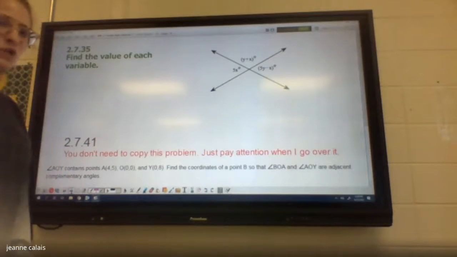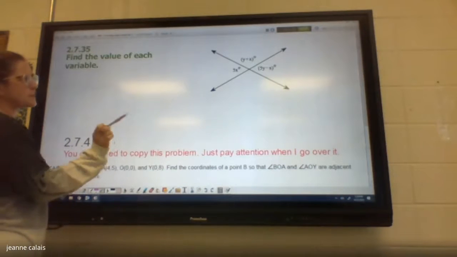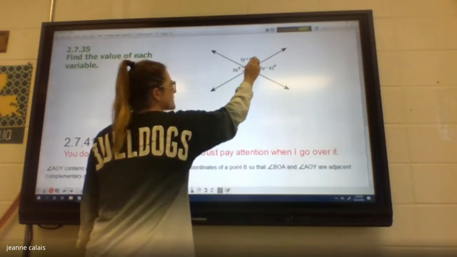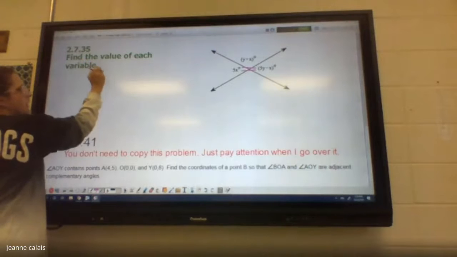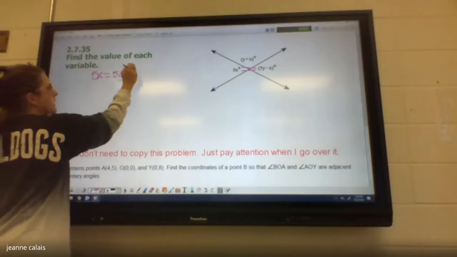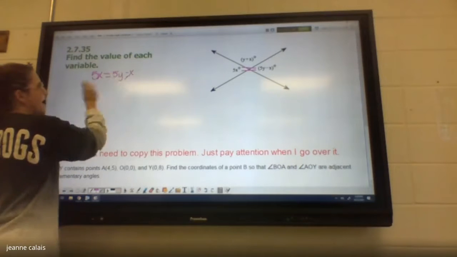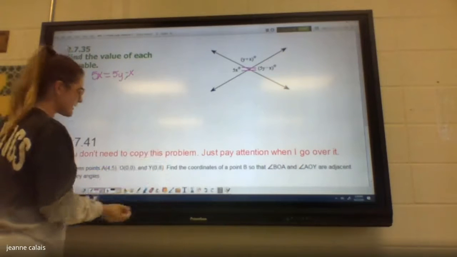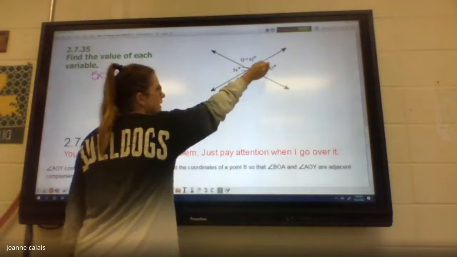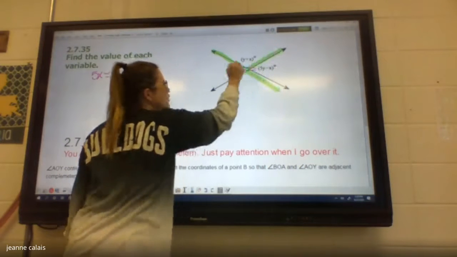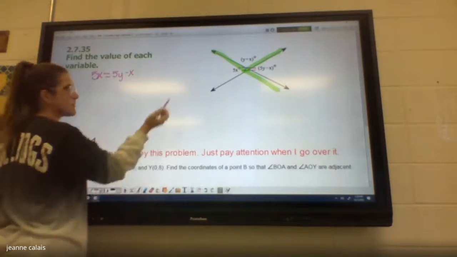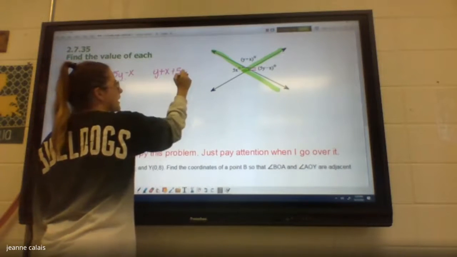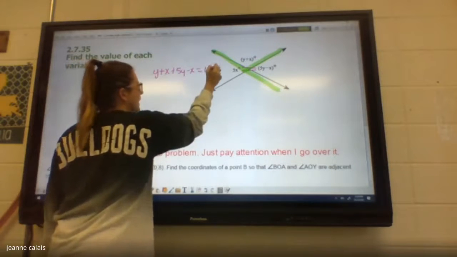Okay. So we're looking at kind of the same scenario here. We're going to do the same thing that we just did. I'm going to set up everything I know. So I'm going to set up my vertical angles. So 5x equals 5y minus x. I'm not even going to try and simplify because it's not going to do me any good. Next, I see that I have a plus x and a minus x. That catches my eye. So I'm going to set up my straight angle, my supplementary angles right there and see what happens. y plus x plus 5y minus x equals 180.